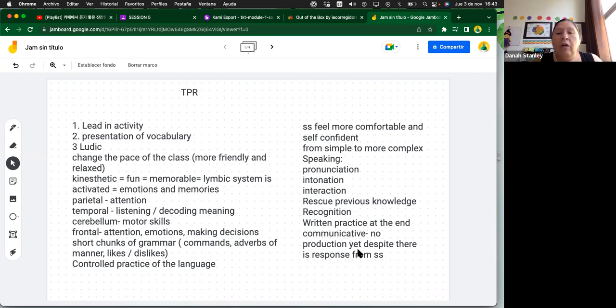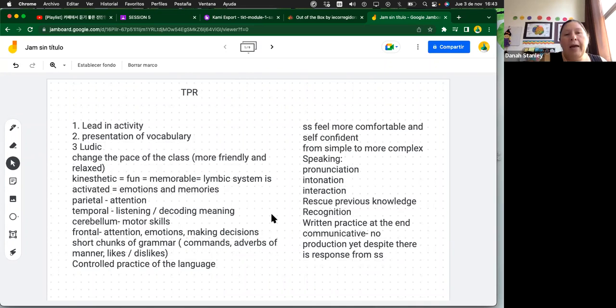There's no production yet, despite there being a response from the students. So I'm giving you a command, but you are not giving me an oral or a written response. You are just reacting to what the teacher is saying, okay? So this is TPR.